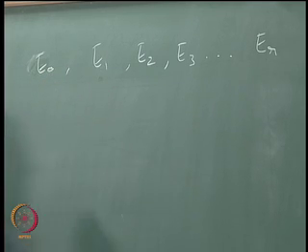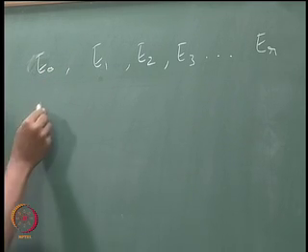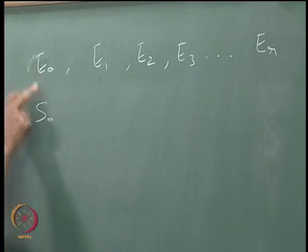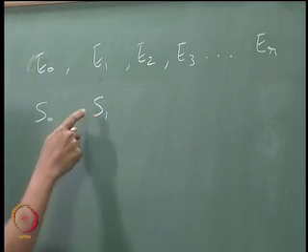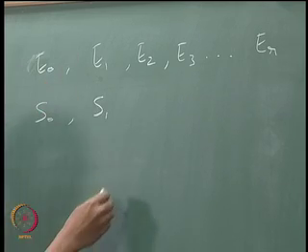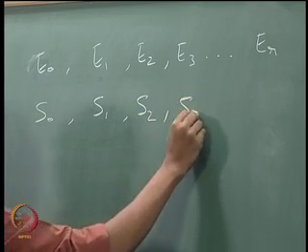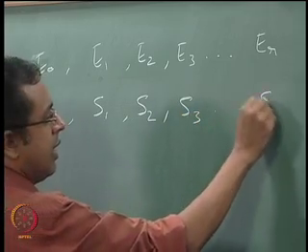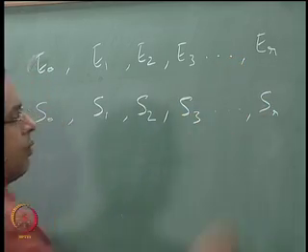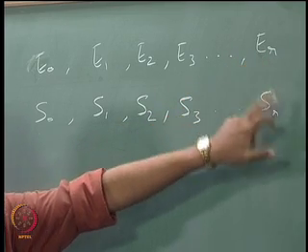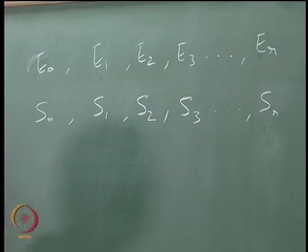At each energy level there is a certain finite number of states, so we will just call that S0. This is the number of states available at energy level E0. S1, number of states available with energy E1. S2, S3 and SR, which is the number of states available at the energy level R. So this is the scheme that we have.